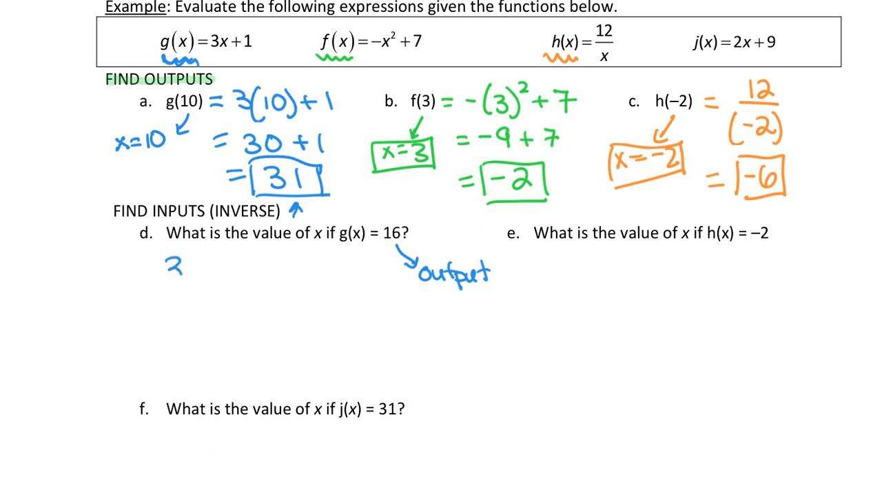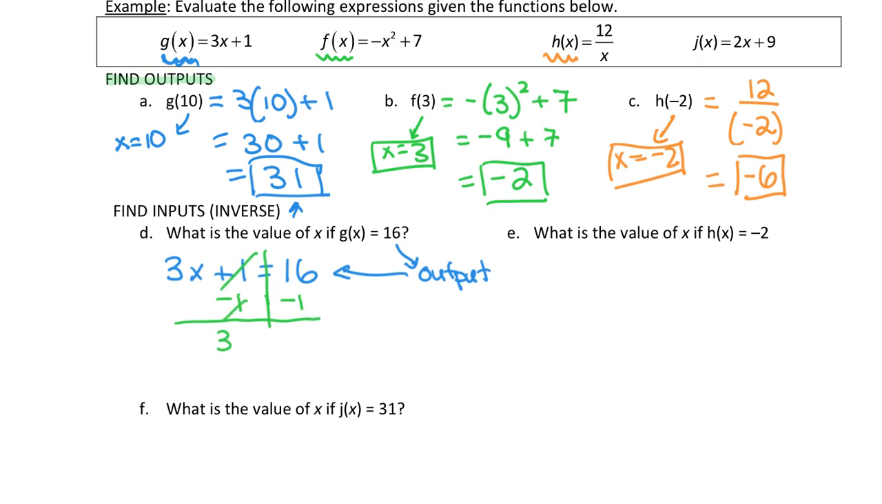I need to take my function. This creates my output. So I say 3x plus 1, right? 3x plus 1 equals 16. And then we're going to solve for that, and we're going to draw our line. We're going to subtract the 1 from both sides, and we're going to solve this equation.